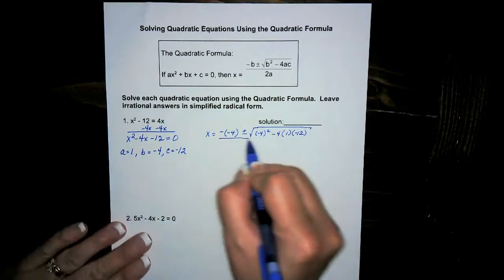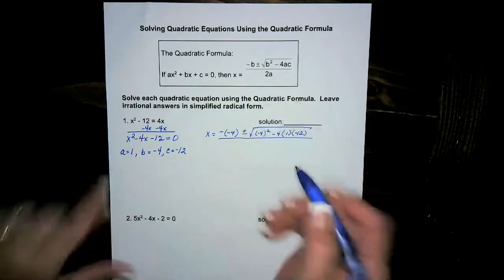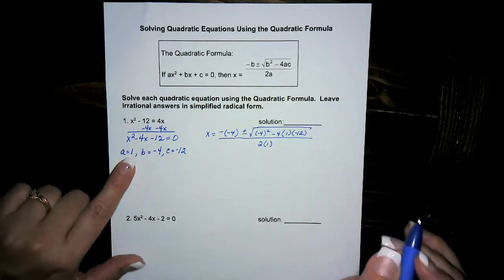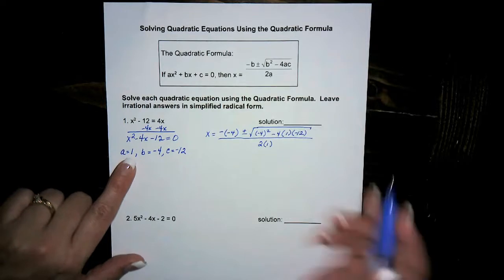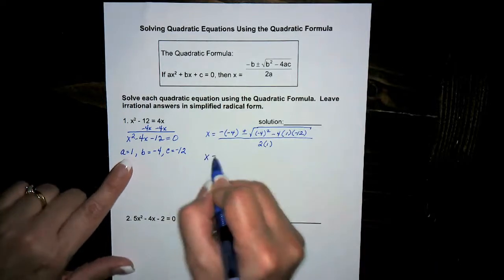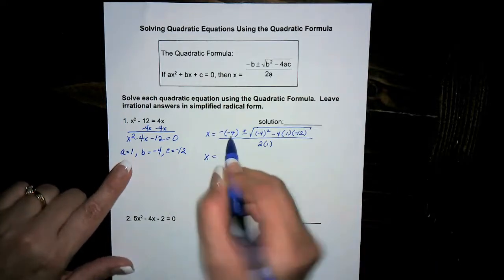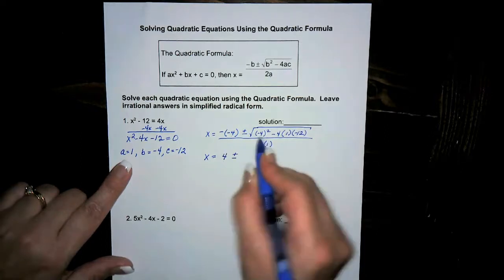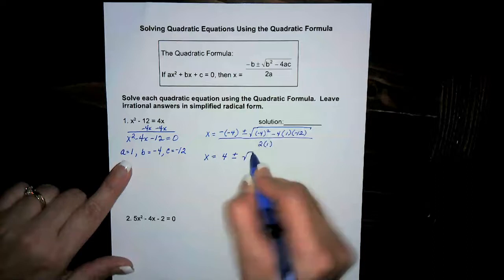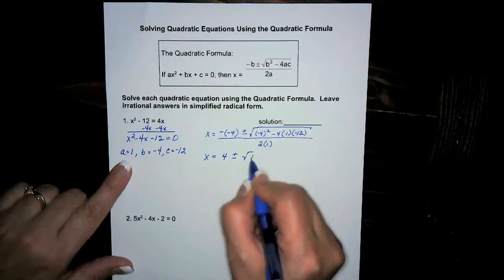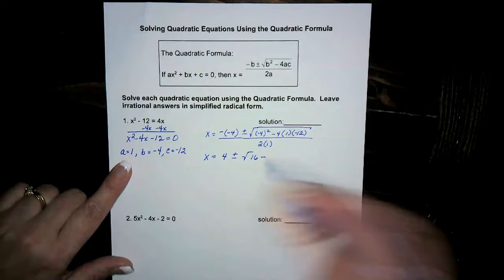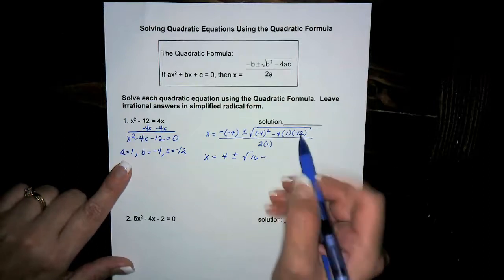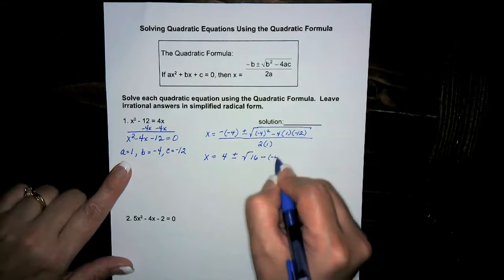And then all divided by 2 times a, or 2 times 1. Okay, so now it's some simplifying. Now that we've done our substitutions, let's simplify. Negative negative 4 would be positive 4, plus or minus. Then I've got my square root. Negative 4 squared is 16, minus 4 times 1 is 4, times negative 12 is negative 48.